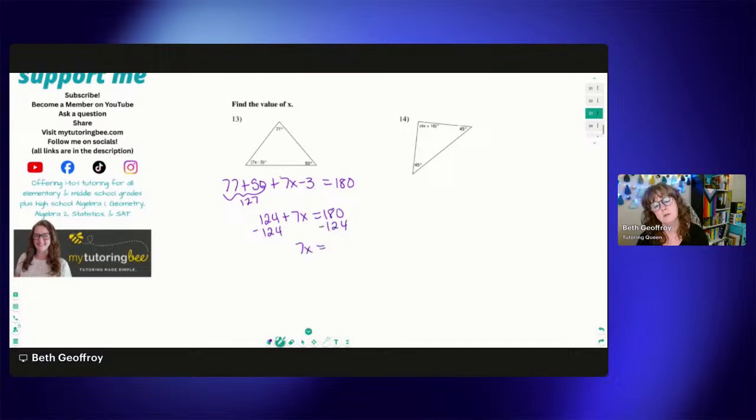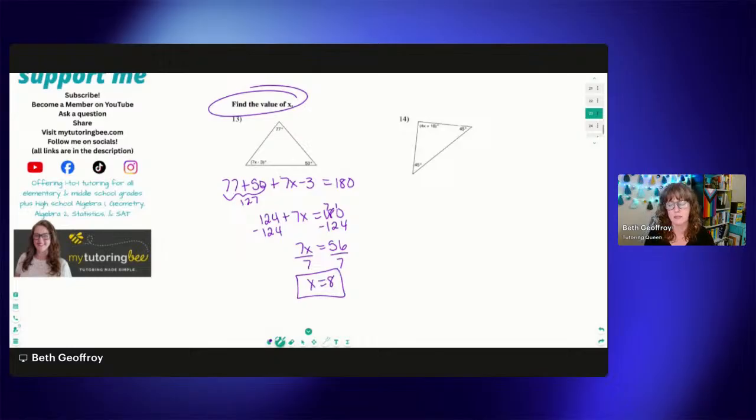7x equals 56. Then we divide by 7, so we get that x equals 8. So now this problem is just asking us to find the value of x. So we've done that. We found the value of x, that x equals 8.